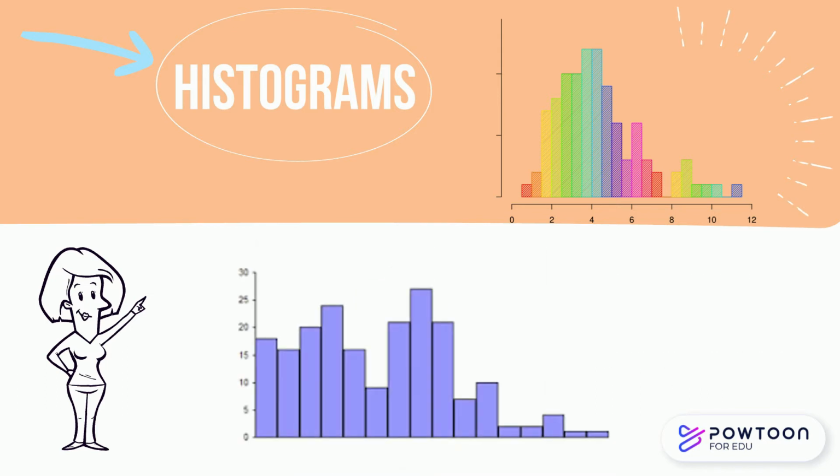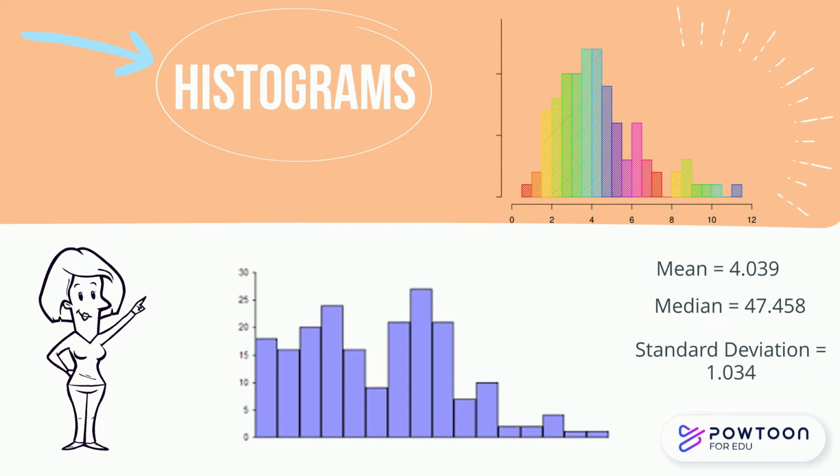Here's another one that's not normally distributed, and here we can see that the mean, median and standard deviation don't fit with each other. For example, the mean is 4.039 and the median is 47.458. Therefore, this histogram is not approximately normal. This indicates that further cleaning is required for this specific variable.